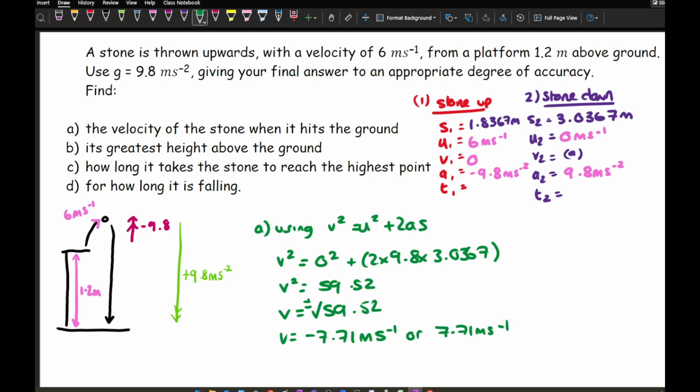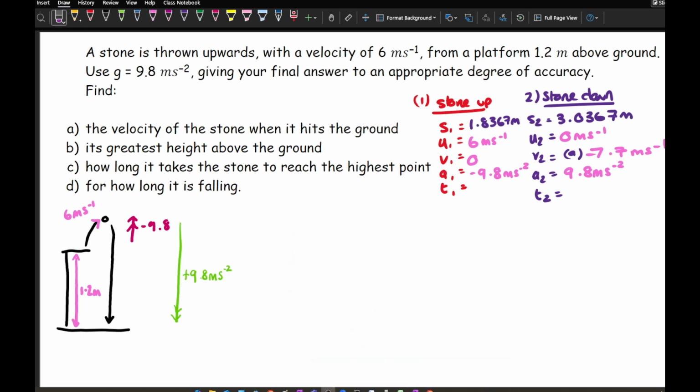Now because the stone's going down, it's going against the initial direction of the stone, which was going up, so the answer that we want is going to be the negative version. So I just need to put a line through this, and the reason why we're choosing minus 7.71 is because it's going against the initial velocity of the stone being thrown up. So this is going to be my answer for V2. And again, you can choose how you want to write it. I'm going to write it to 1 decimal place, and there's my answer for that.